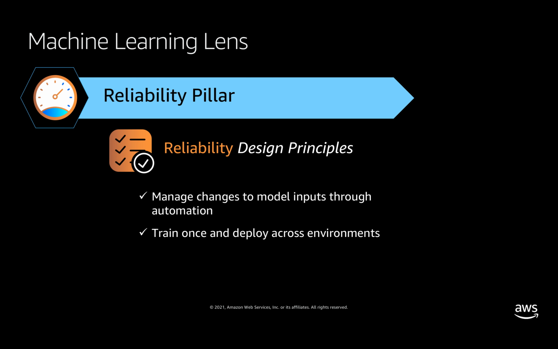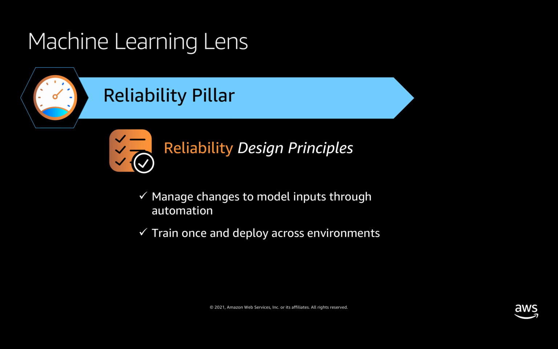Second, train once and deploy across environments. This is similar to the build once, deploy anywhere strategy that we practice with our software development environments. But in this case, we're ensuring that we train once and we use that same packaged model artifact to deploy to multiple environments. We do this to avoid bringing any unexpected changes into the model as we deploy across our environments.